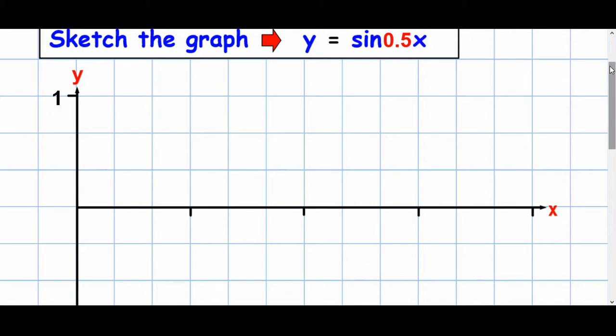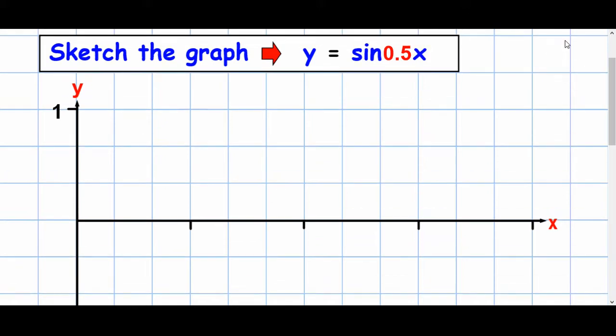And that is 360 divided by a half. So 360 divided by a half. Now remember, dividing by a half is the same as doubling. Okay, dividing by a quarter is the same as timesing by 4, and so on.